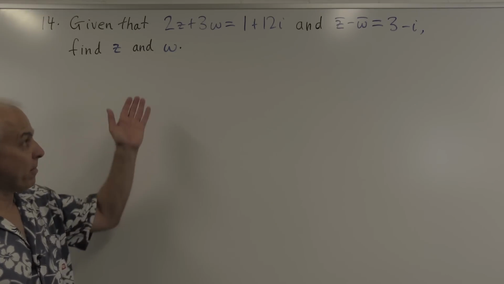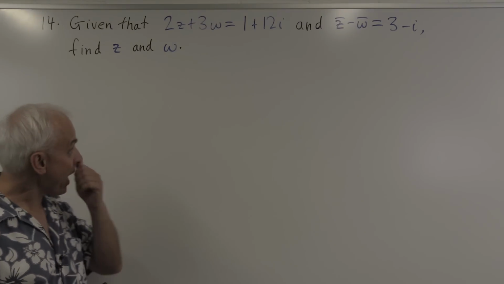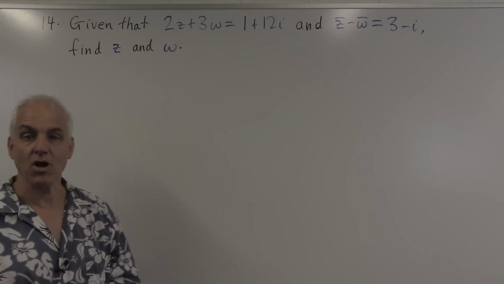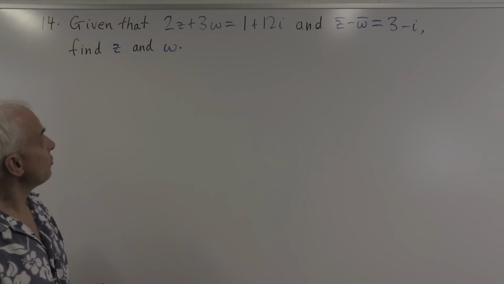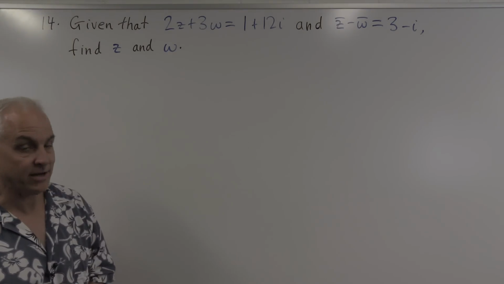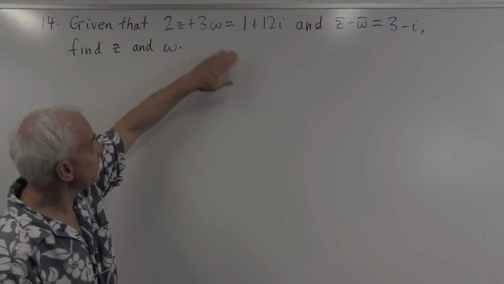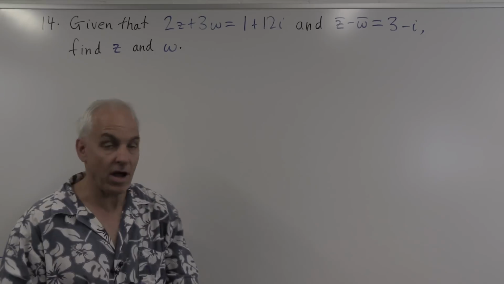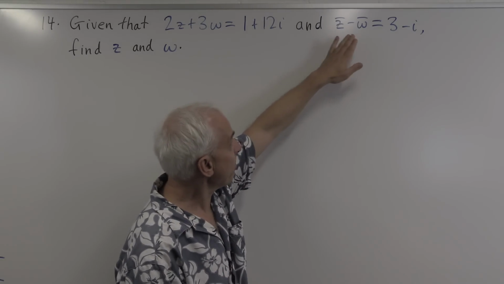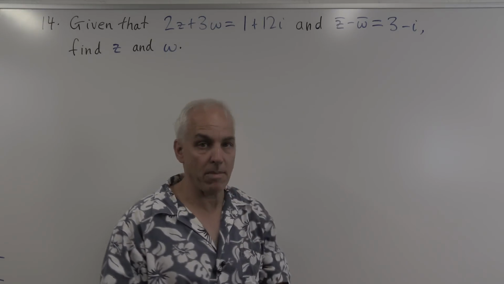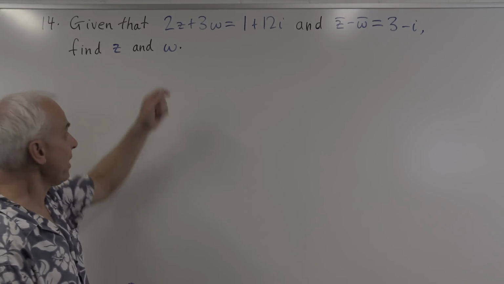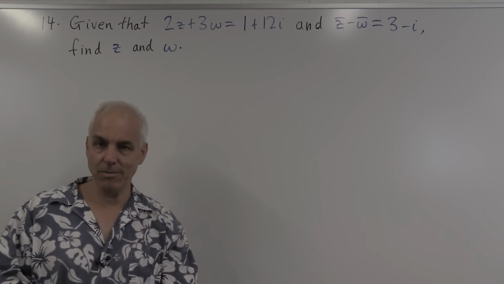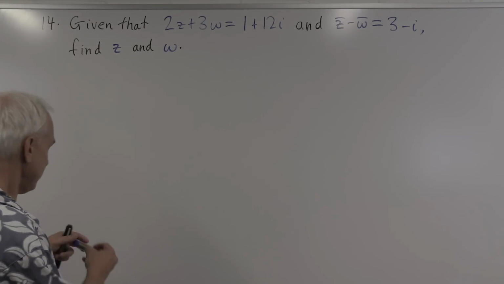This is a problem in linear algebra. We're asked to do a bit of manipulation with complex numbers. We've been given two complex numbers, z and w. We're told that 2z plus 3w is 1 plus 12i, and z bar minus w bar is 3 minus i, and we're trying to find what z and w are. All right, so here's a solution.